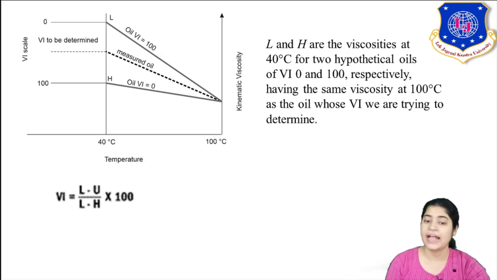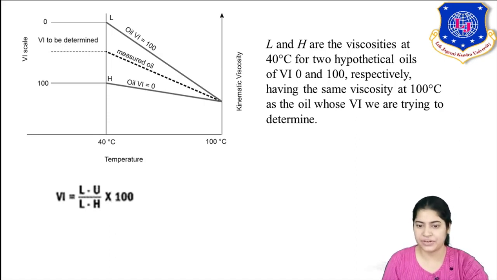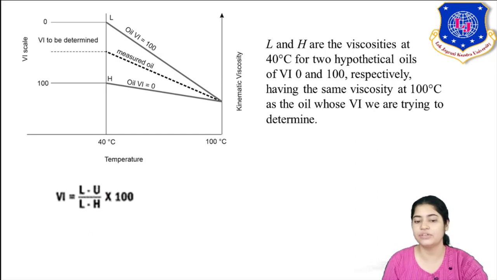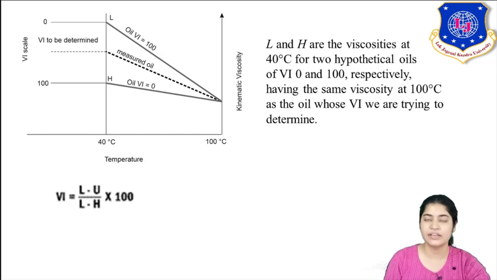Here L and H are the viscosities at 40 degrees Celsius for two hypothetical oils of viscosity index 0 and 100, having the same viscosity at 100 degrees Celsius as the oil whose viscosity index we are trying to determine. Graphically you can see at 40 degrees Celsius, L and H are my two reference oils, whose viscosity index is 0 and 100. And at 100 degrees Celsius, U, L and H. U is the oil whose viscosity index we are trying to determine.